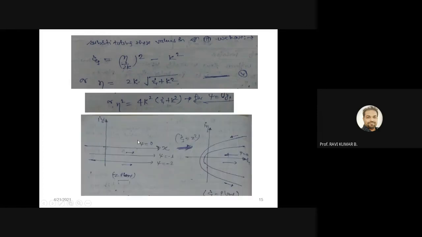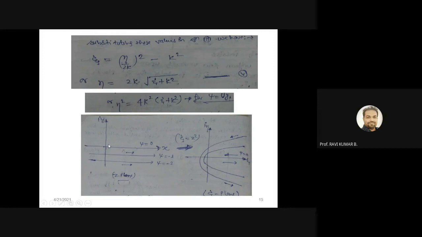From here, find the value of eta. Eta is equal to 2k under root xi plus k square. Taking the whole square on both sides, you can write eta square is equal to 4k square, bracket xi plus k square. This equation you got. So what is this equation? This is nothing but the equation of a parabola, because k is constant and this is just x. So y square is equal to 4ax, some sort of that equation it is forming. And that is known as the equation of a parabola, and the vertex will be on the negative xi axis. So we can draw like this.